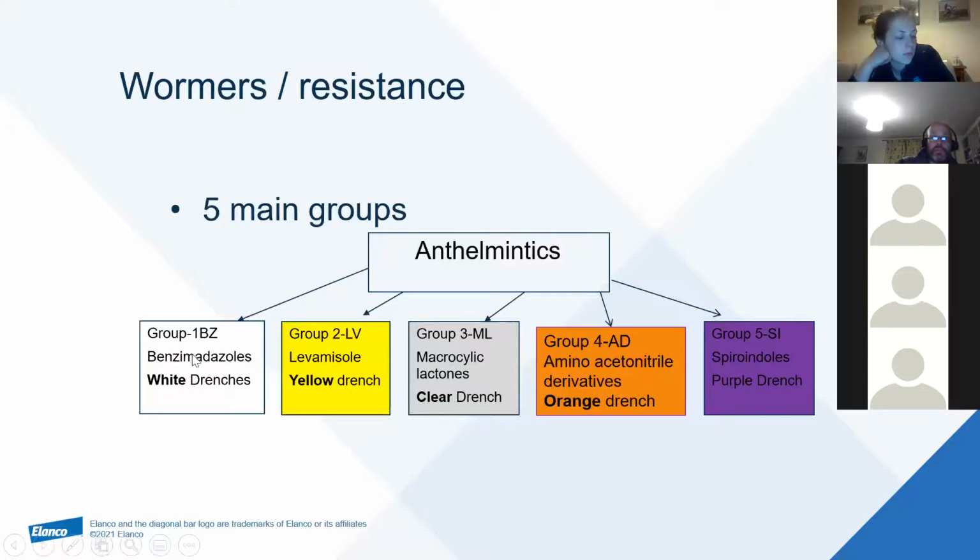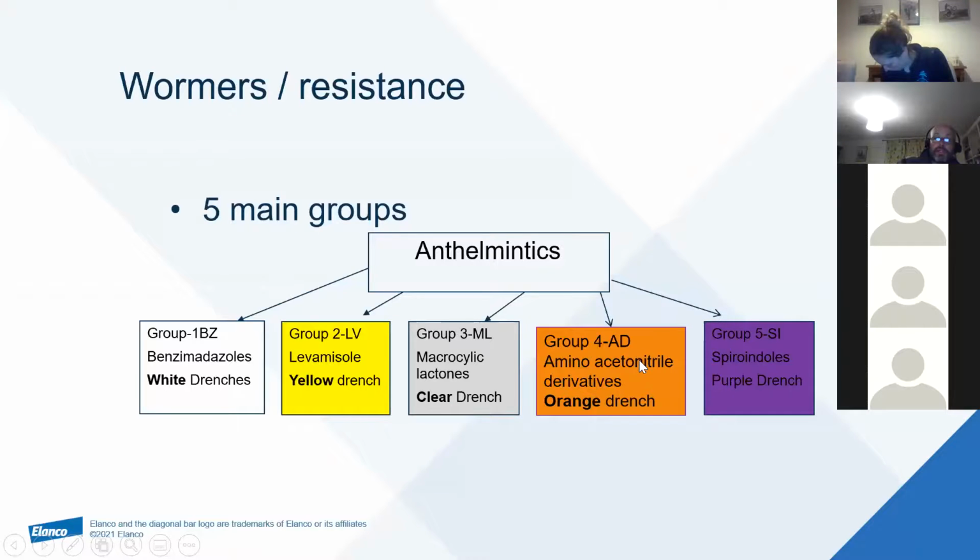We've got the group 1s, which are the white drenches, the BZs. They've been around since about the late 50s, early 60s. We've got the group 2 LVs. They've been around since the late 60s. The group 3 MLs, they appeared in the mid to late 1980s. And the group 4s and 5s were discovered about 7 or 8 years ago.